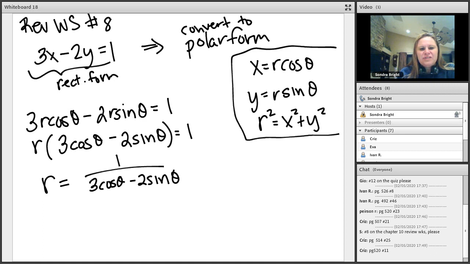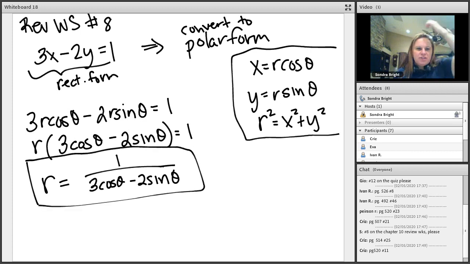It's standard for you to solve for r if there's just one r in your equation that you could factor out and solve for r, in terms of theta. That's usually how we write a polar equation. The time we don't is if there's an r squared and an r in it, we just leave it as is because you can't just solve for r. All right, that was the review worksheet, number 8.